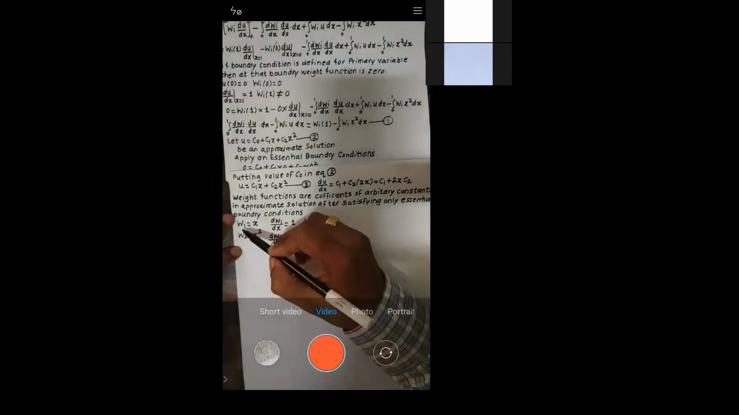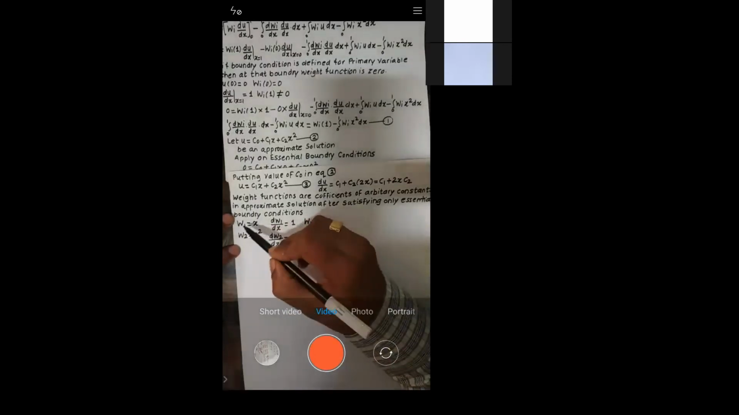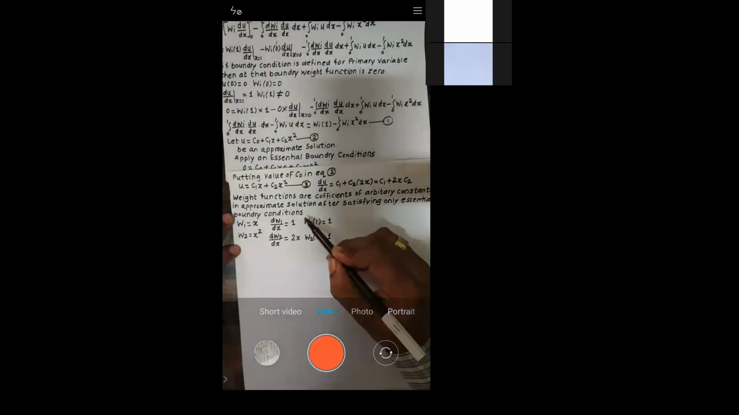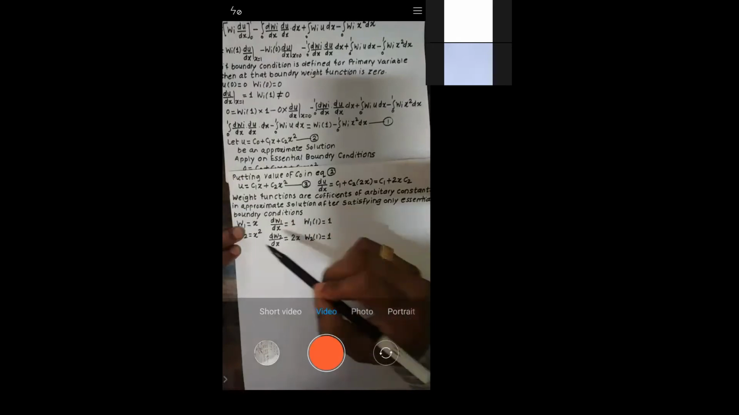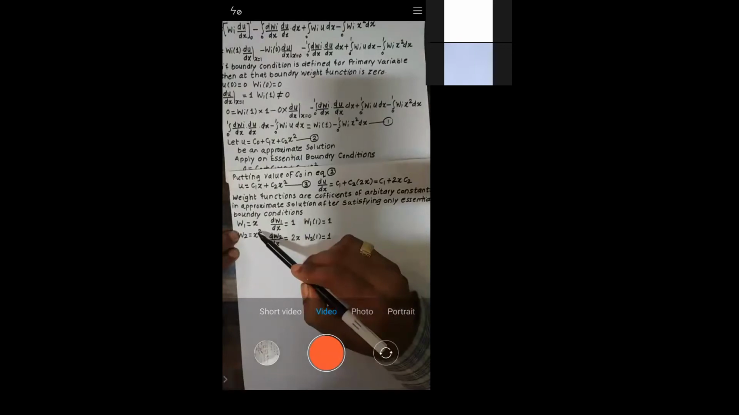Is it understood? For the weight functions, you put x is equal to 1. The first weight function w1, when you put x is equal to 1, is equal to 1. The second weight function, when you put x is equal to 1, is equal to 1.